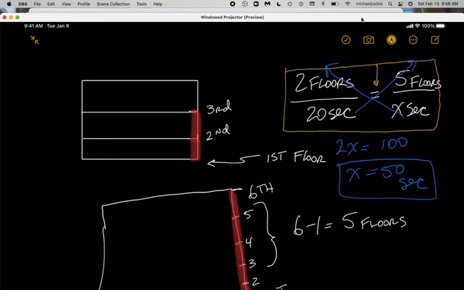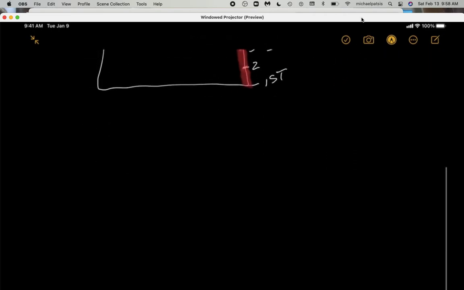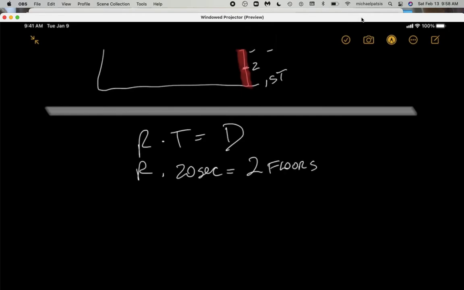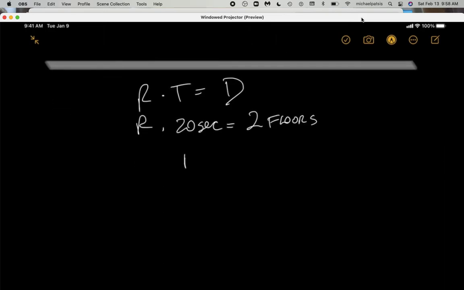Okay, there's another way we can do this problem that might be helpful on some future similar problem. And that's to use the concept that rate times time equals distance. So in the first scenario, they tell you that in 20 seconds, the gentleman runs up 2 floors. So what is your rate? Your rate is going to be 2 floors for every 20 seconds.